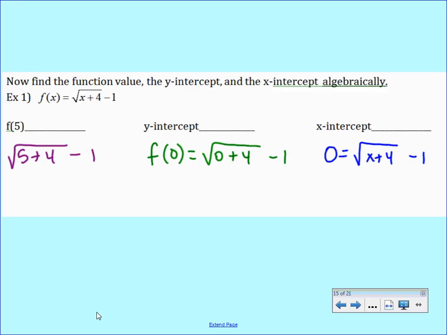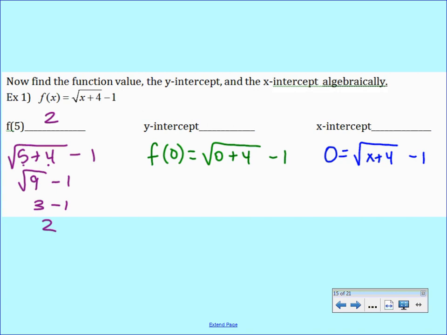Alright guys, we already know the answers because we got them at the top of the page, but tell me, what did you get for f of 5? 2. It's 5 plus 4 is 9, square root is 3, minus 1 is 2. Someone asked me last period a really good question. They said, what about plus or minus? When you square root the 9, don't you need plus or minus on the 3? The answer here is no.